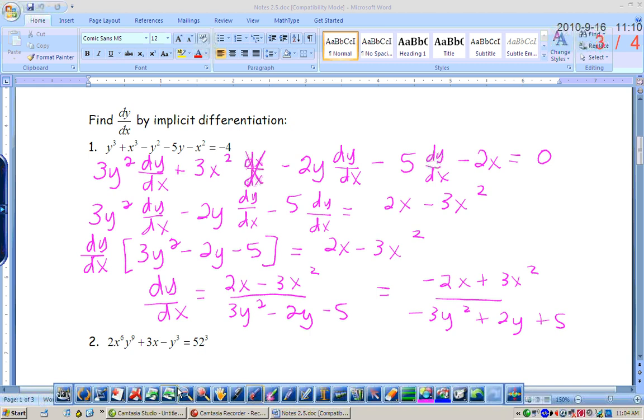Okay, when we talk about an equation, or when it says find dy dx, that means find the derivative of the equation whose dependent variable is y and whose independent variable is x. And so you always take the derivative of each variable with respect to the independent variable.